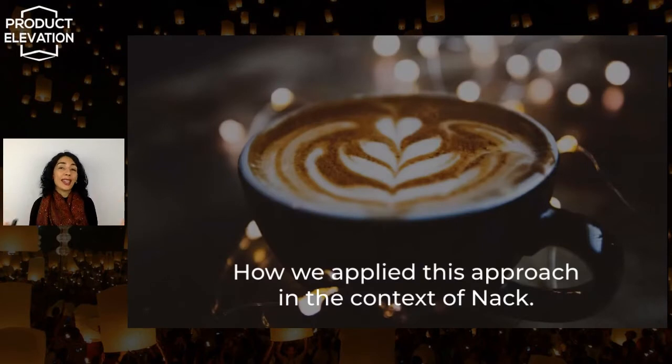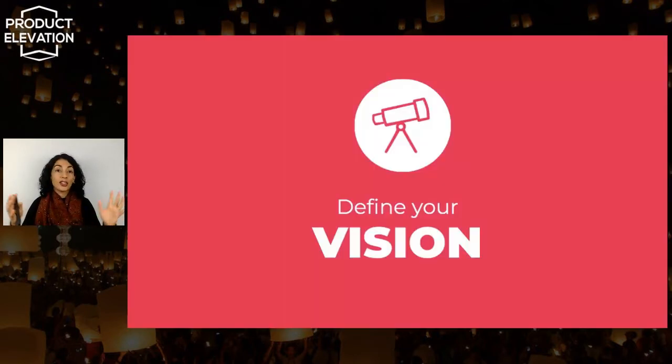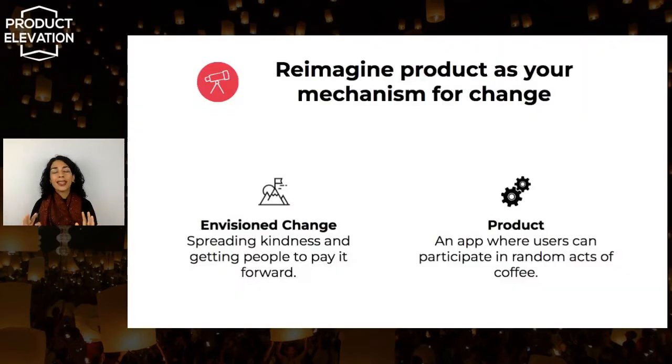Now that I've given you a taste for why radical product thinking is different, let's talk about how we applied these concepts at NAC. As you know by now, the first thing we had to do was start with a vision. We had to think about, what's the change we envision? And so Paul's change that he wanted to bring about was spreading kindness and getting people to pay it forward. So the product that he built was then an app where users can participate in this random act of coffee.